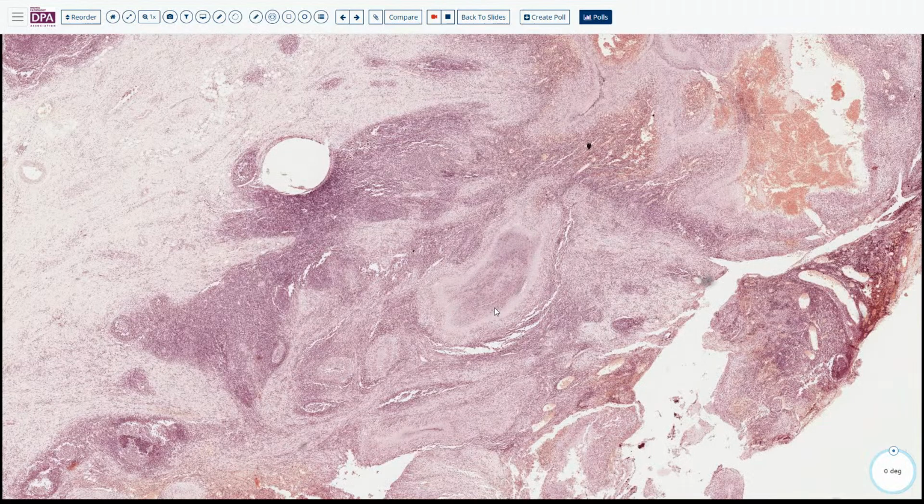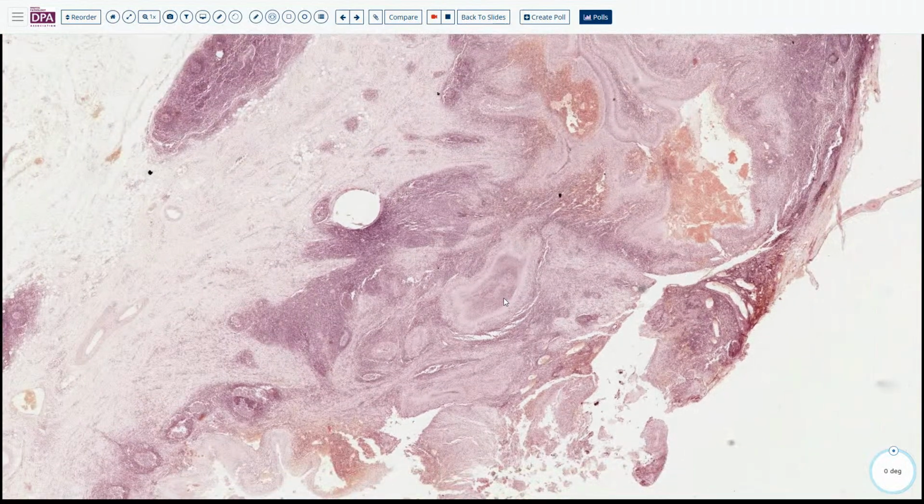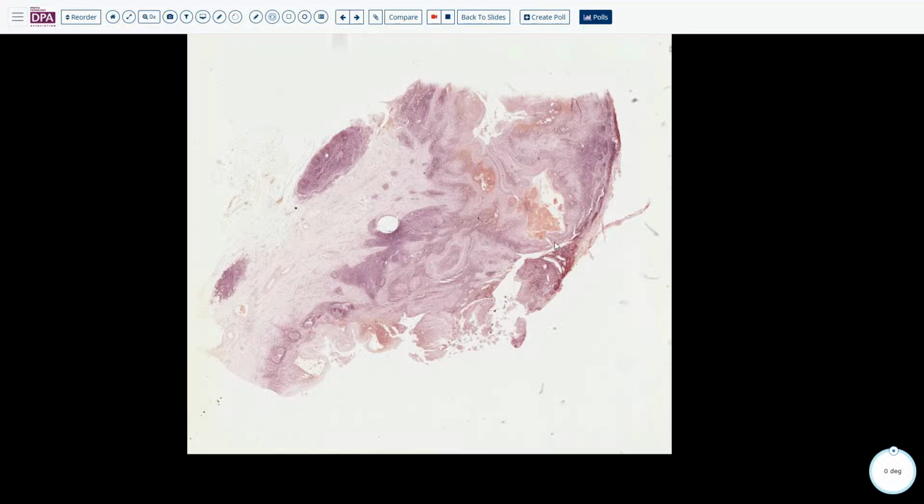Of course, TB, is it TB possible? Yes. When you see granuloma, necrotizing granuloma, you always think about TB. Okay, so this one is the LGV.